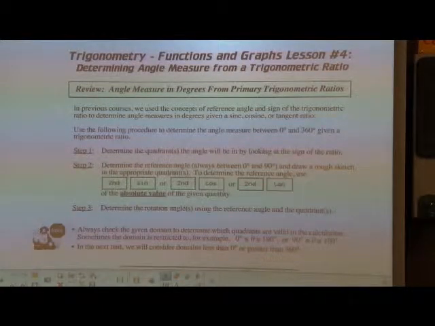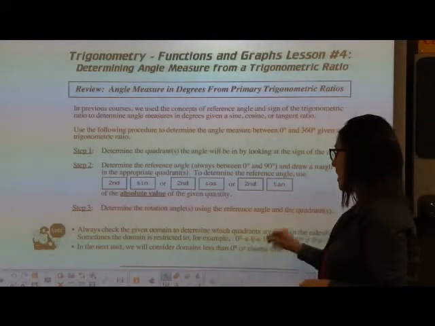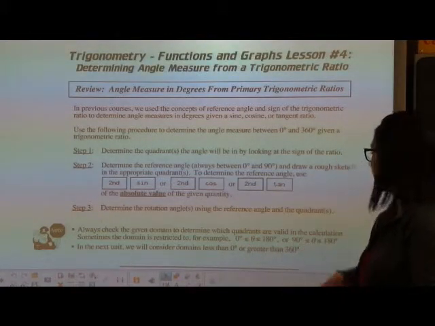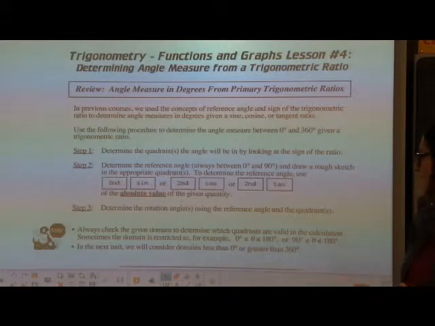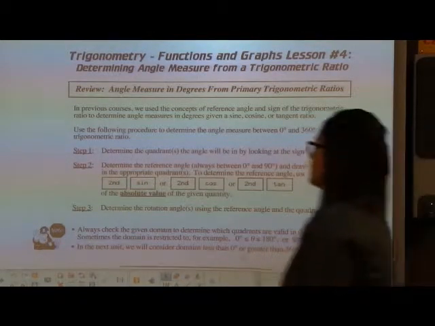Always check the given domain to determine that the quadrants are relevant, because sometimes the domains will get restricted. Sometimes you'll be told that theta can only be between 0 and 180 degrees, or it has to be between 90 and 180. What we'll do in the next unit is look at domains that are less than 0 degrees or more than 360 degrees.